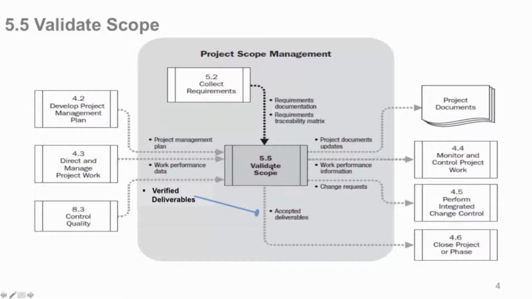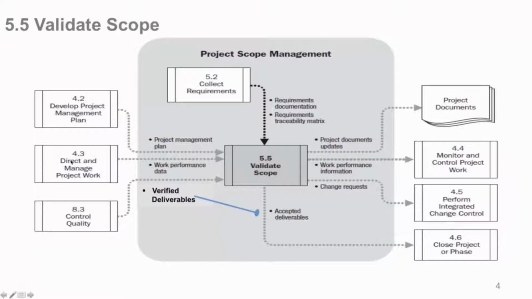Now once we do validate the scope, that deliverable is promoted and output as an accepted deliverable. So again, you need to be sure you understand the differences between deliverable, verified deliverable, and accepted deliverable. And likewise with change requests over here, change requests always go into 4.5, but they'll come out as approved change requests, and then eventually they'll end up as validated changes. So you've got to get these terms right so you're not tricked on an exam.